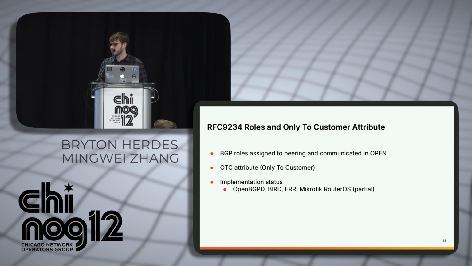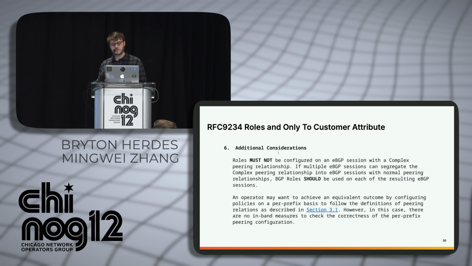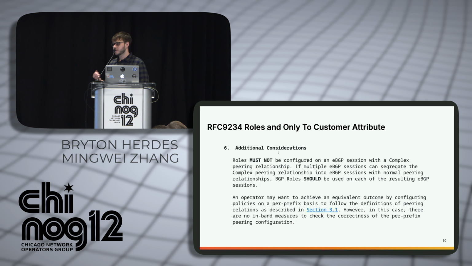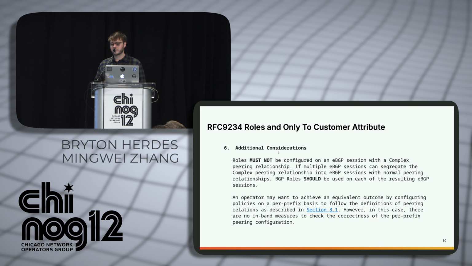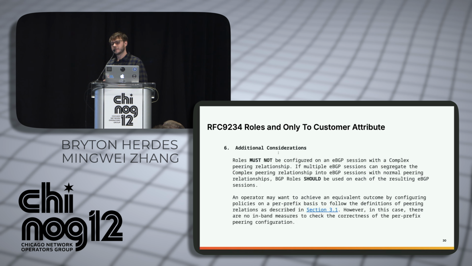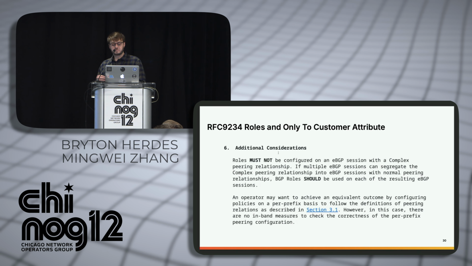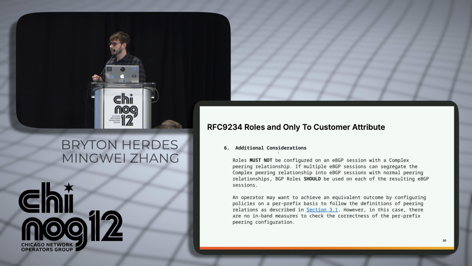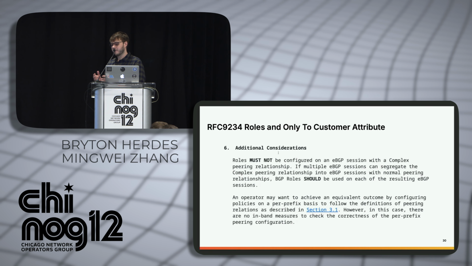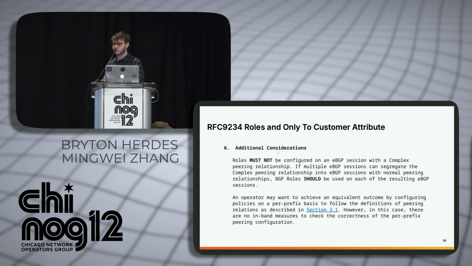Same thing with implementation status. There's some names on there, but there's also some missing. But the really interesting thing about RFC 9234 is section 6, which is additional considerations. In here, it purposely calls out complex peering relationships. Sounds familiar with the whole theme of this talk. The general idea is they want to leave it open for vendors to let you configure within policy whether to attach the only-to-customer attribute or not.